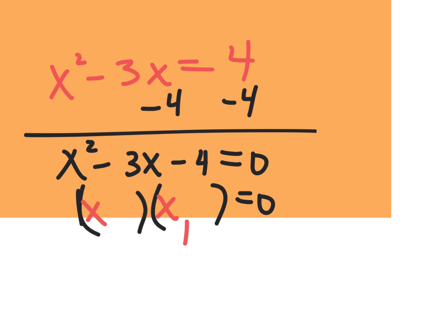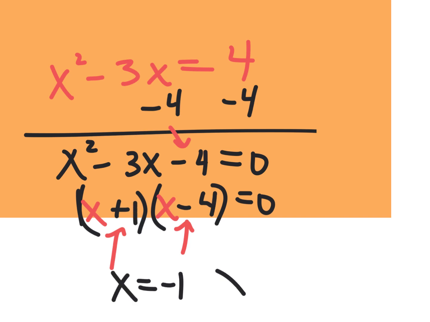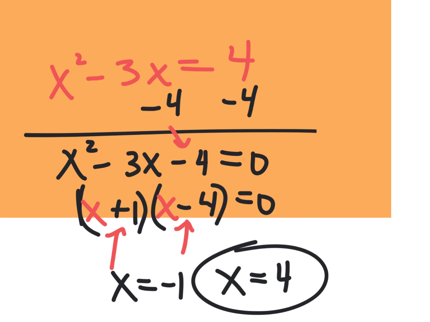I always get the signs next. I think, what would make a -4? Oh yeah, it has to be a plus and a minus. Has to be. And then I can think about the 4 and, oh yeah, a 4 and a 1 is probably going to work. 4, 1, x equals -1, x equals 4. Who had that before I said it?